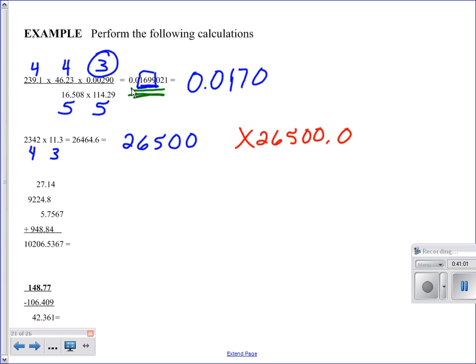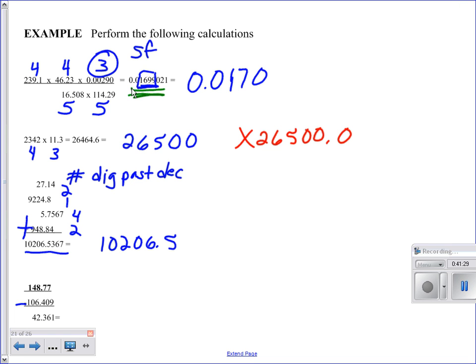All right, different rules because we're adding and subtracting on these two. Here's what your calculator gives you. You're looking at digits past the decimal, whereas in the first two you're looking at significant figures. So in the first one we've got 2 digits past the decimal, 1, 4, 2. So we're going to round this to 1 past the decimal and it becomes 10206.5. And last one on this, we've got 2 past the decimal, 3 past the decimal, so it becomes 42.36. Okay, hopefully you feel comfortable with that.